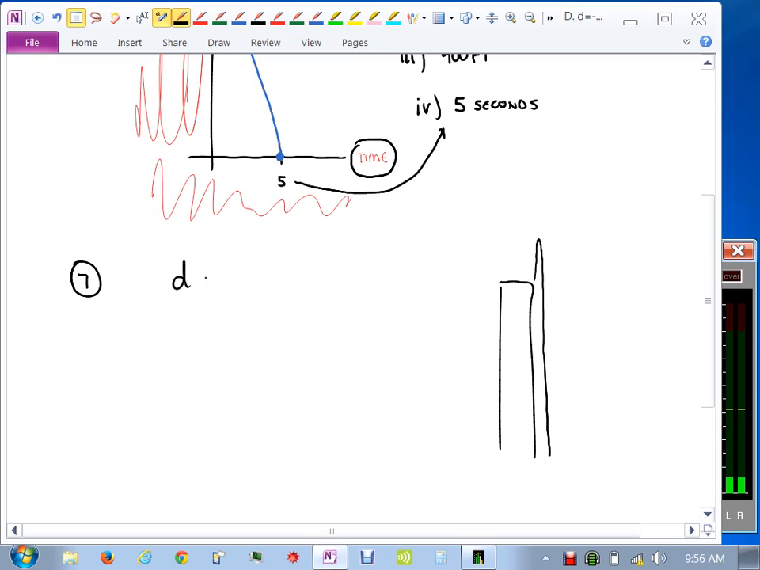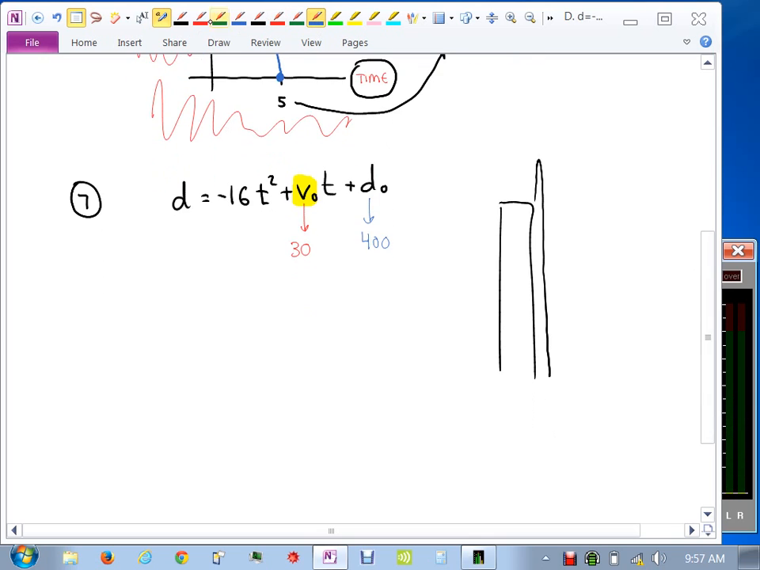So the equation, d equals negative 16t squared plus v naught t plus d naught, is going to change, because our initial velocity, since we throw the ball upward and they tell us at 30 feet per second, that becomes a 30. Now our building is still 400 feet, so that's where we start from. So our equation for part 1 is d equals negative 16 t squared plus 30 t plus 400.